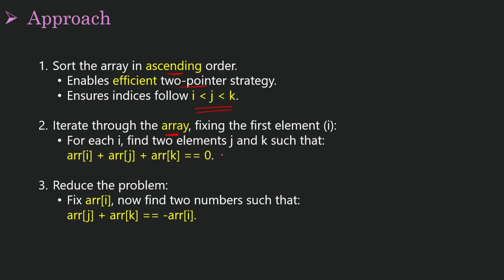For each i, we need to find two other elements at indices j and k, where j is greater than i and k is greater than j, such that array[i] plus array[j] plus array[k] equals 0. Since array[i] is fixed, we need array[j] plus array[k] to equal minus array[i]. This reduces the problem to finding two numbers in the remaining array, from i plus 1 to the end, that sum to minus array[i].